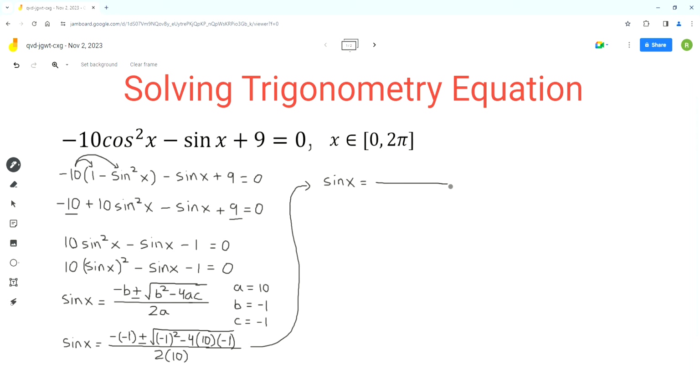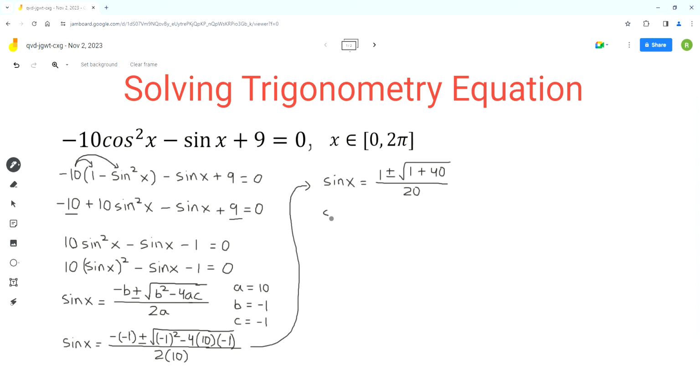So in the first term, minus negative 1 becomes positive 1. And under the square root, negative 1 squared is just 1. And then negative 4 times 10 is negative 40. And negative 40 times negative 1 is positive 40. So we get 1 plus 40 over 20.